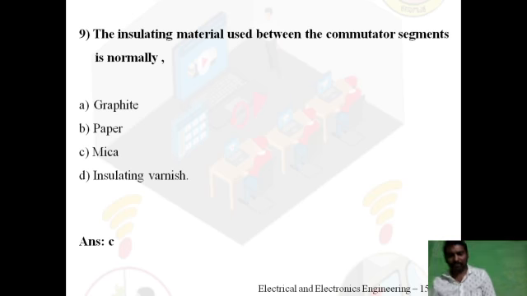The dielectric stress of mica, if you observe, is 1180 kilovolts per centimeter. Dielectric stress is the voltage which the insulator withstands. What is the amount of voltage? The maximum voltage which the mica withstands is 1180 kilovolts per centimeter. Therefore, the insulating material used for commutator segments is mica.